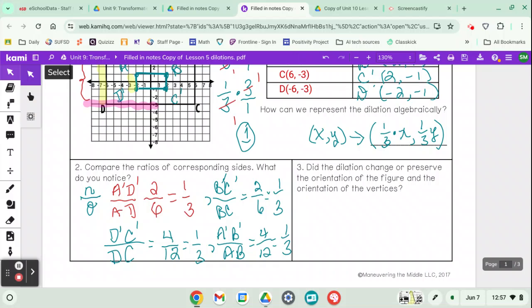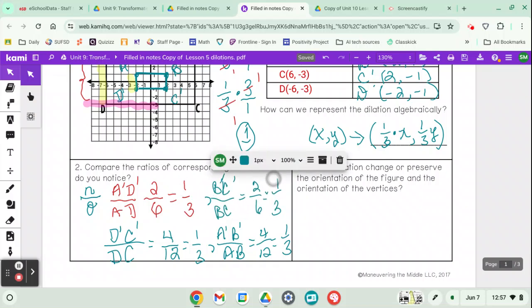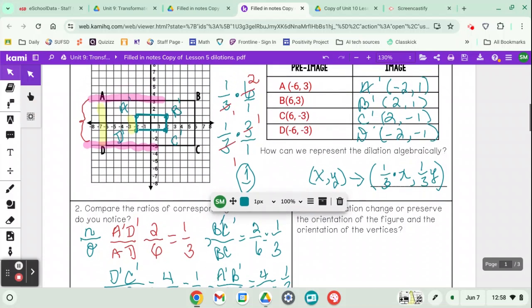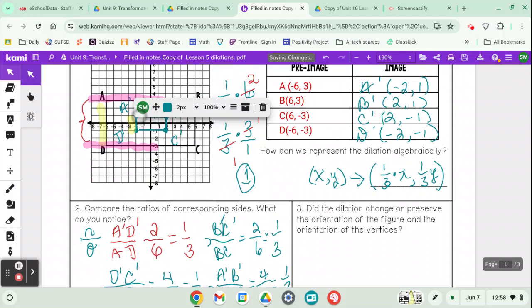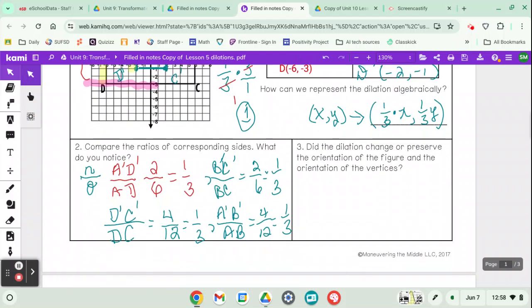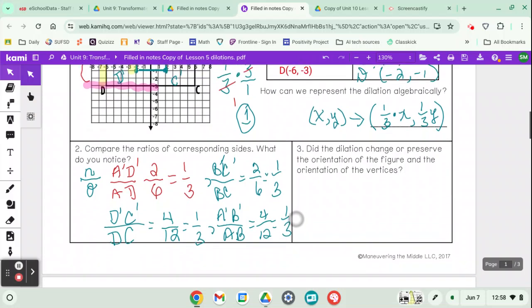So here I have shown that the other set of parallel sides to AD, side BC, 2 over 6 is a third, and then the 2 horizontal sides, DC and D prime C prime, written in this, the ratio of new over old was 4/12. That is indeed 1/3. And then A prime B prime, 4 units long, and the AB side is 12 units long for a scale factor of 1/3.